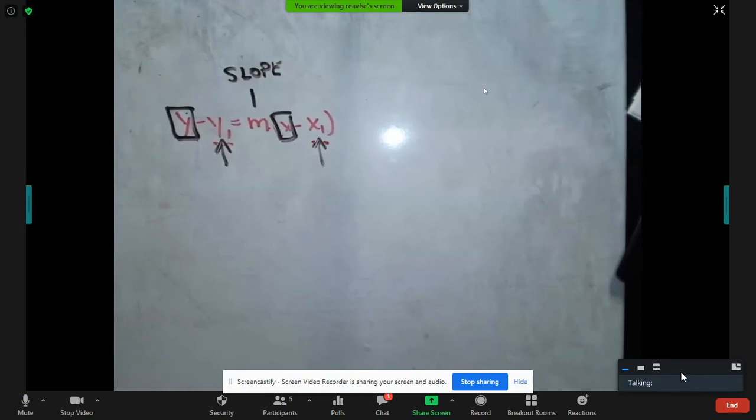So in order to write an equation of a line, we need two things. We need to know the slope, and we need to know any point that is on that line, any ordered pair that's on that line. Those are the things we need to know.